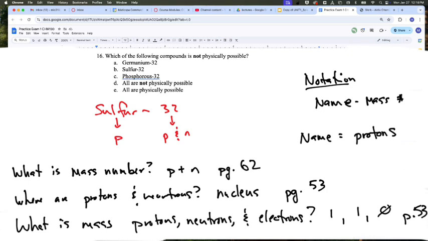What is the meaning of atomic mass? The weighted average of all the isotopes. We're looking at a specific isotope. The weighted average doesn't really give me a whole lot here. What we're asking is, is it allowed? Am I allowed to have a sulfur 32? Probably not. Okay? So why not?